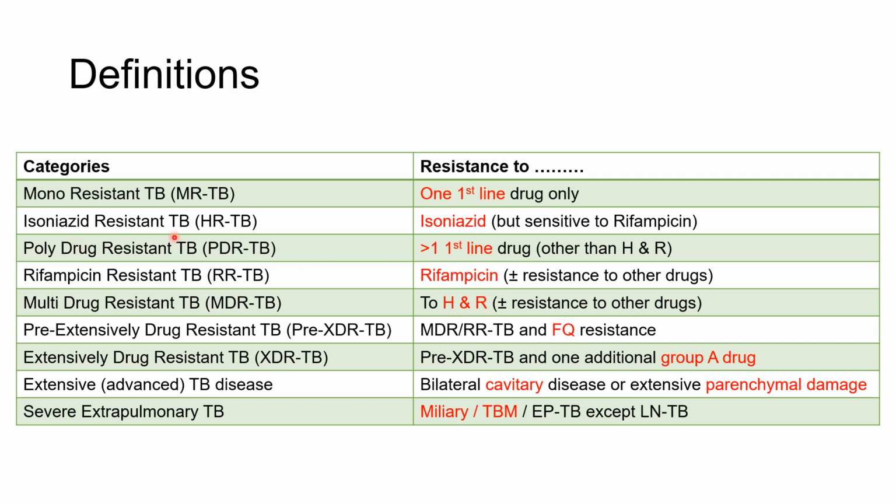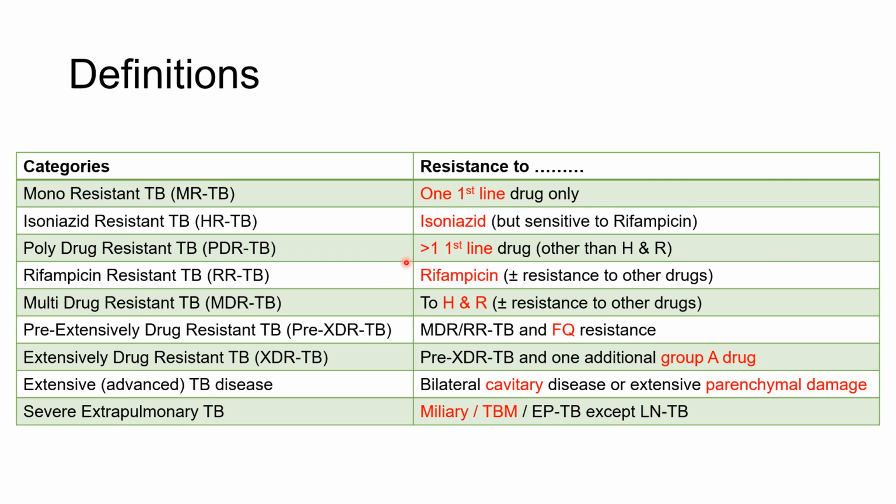Second is isoniazid resistant tuberculosis, that is resistant to isoniazid but sensitive to rifampicin has been demonstrated. That means the tubercle bacilli are sensitive to rifampicin but resistant to isoniazid. Why is sensitivity to rifampicin important? Because if the bacilli were rifampicin resistant also, it would have been called multi-drug resistant directly. So it's important to document resistance to isoniazid but sensitivity to rifampicin simultaneously in order to call it isoniazid resistant tuberculosis.